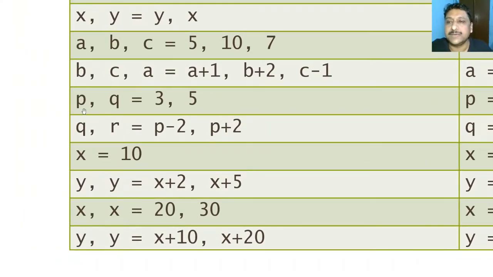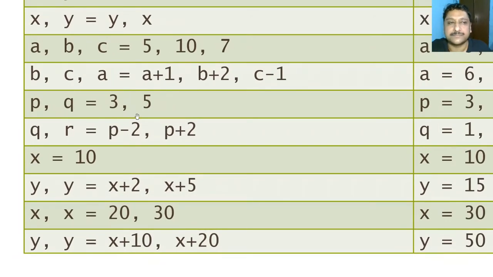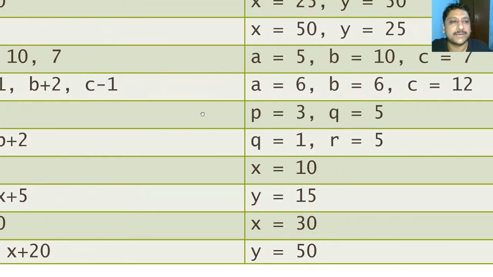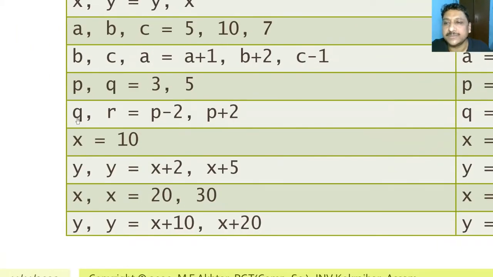Okay, see here P, Q equals 3 and 5, the value of P is 3 and Q is 5. Now see Q comma R equals P minus 2. P minus 2 means the value of P is 3, then minus 2 is 1, so Q will become 1. And R will become what? P plus 2. P plus 2 means 3 plus 2, 5. This will become 5, this will become 1.